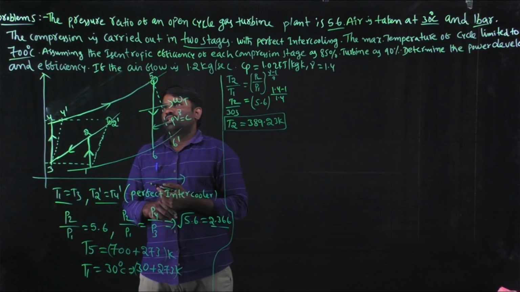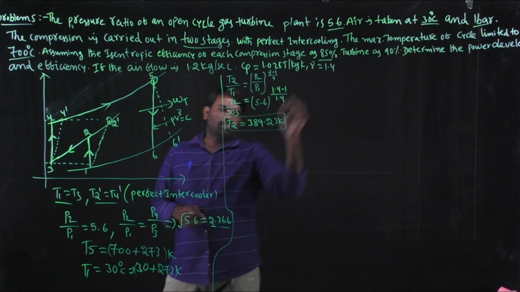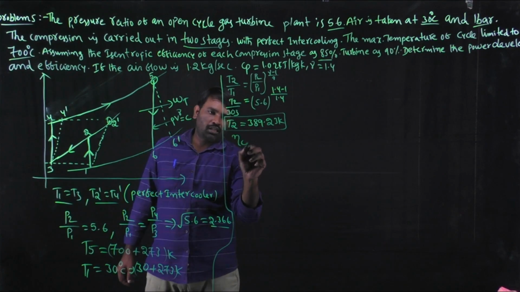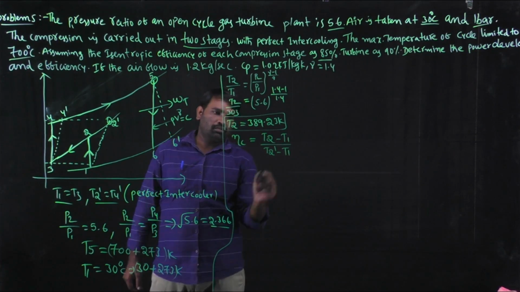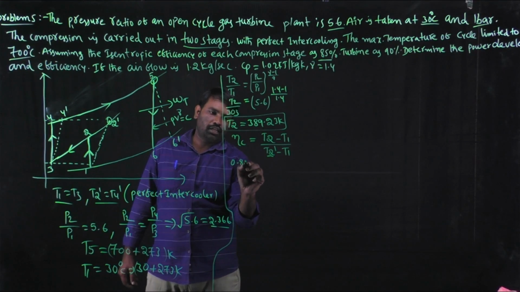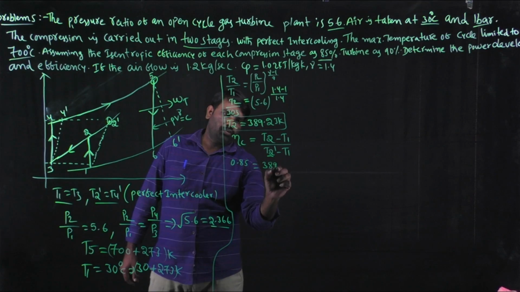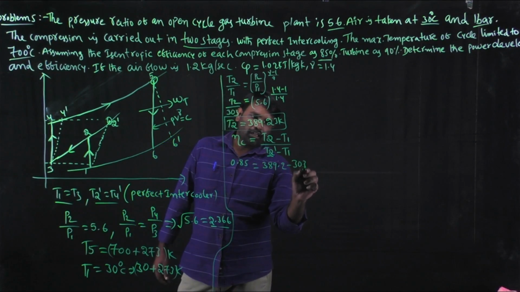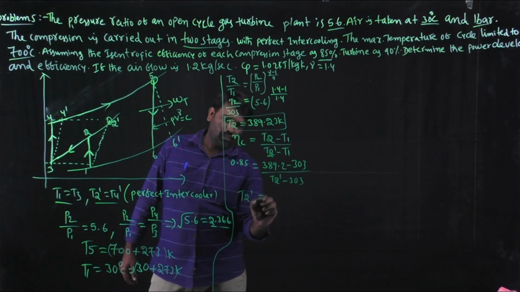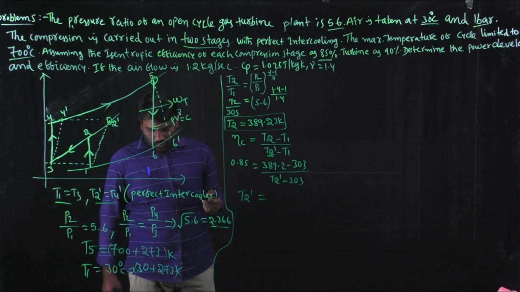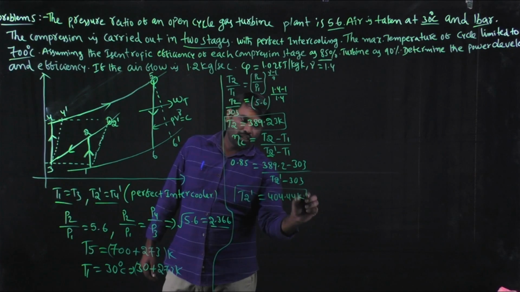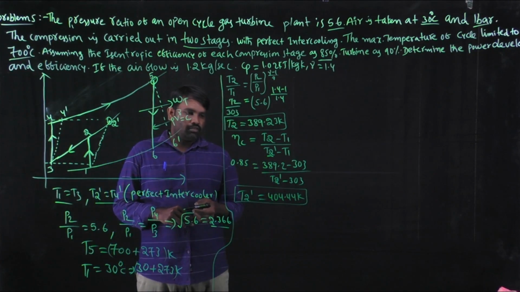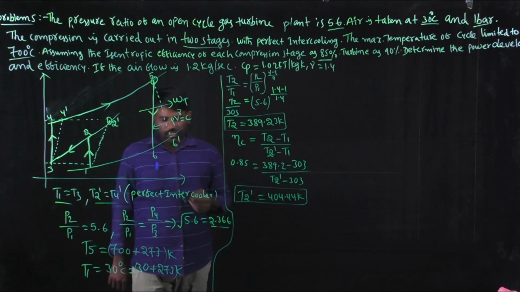We have the efficiency of the compressor, that is 85% in the present problem. So the compressor efficiency is equal to (T2 minus T1) divided by (T2 dash minus T1). In this relation, we have to calculate the T2 dash. Compressor efficiency is 85%, T2 value is 389.2, T1 is 303 Kelvin, and the only unknown value is T2 dash. T2 dash is equal to 404.44 Kelvin. You can also check this value on your calculators.